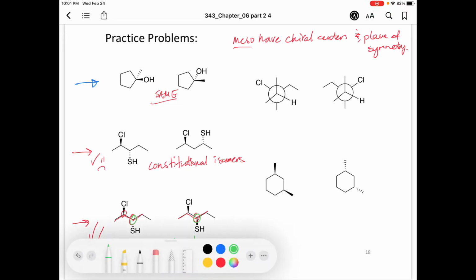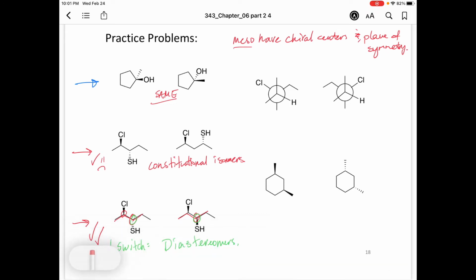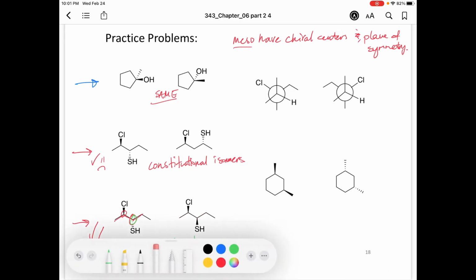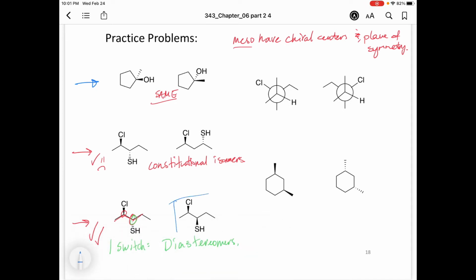I want us now to do a quick little practice problem. I want you on your piece of paper to take this compound. I'm going to draw a box around it in blue. I want you to draw its enantiomer. We should have room right here. Okay, draw the enantiomer of this. One of the easiest ways to do this is just to switch both. Bingo, enantiomer finished. Both chiral centers are switched.